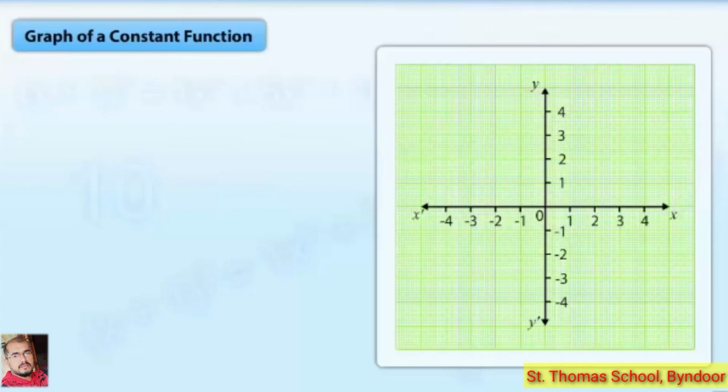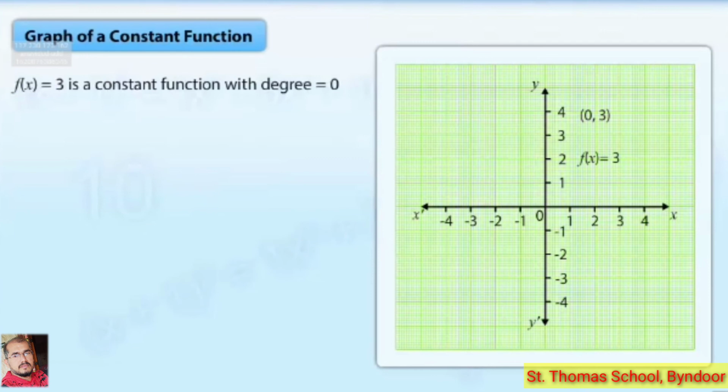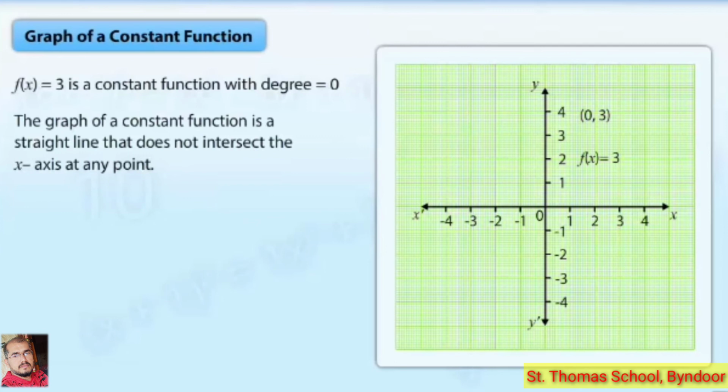Let's look at the graph of a constant function. f(x) = 3 is a constant function with degree 0. What do you think the graph is like? The graph is a straight line that does not intersect the x-axis at any point. Hence, it has 0 x-intercepts.